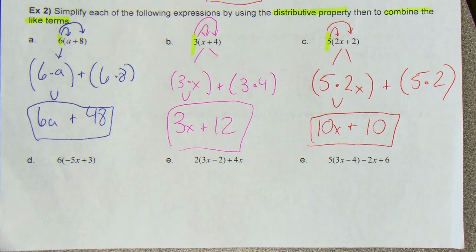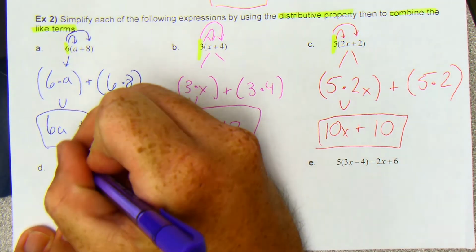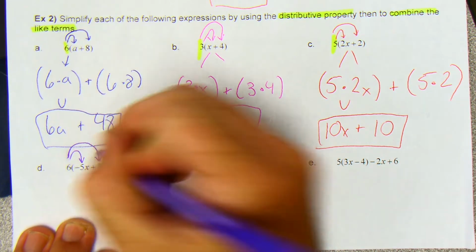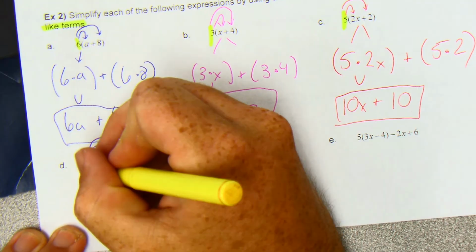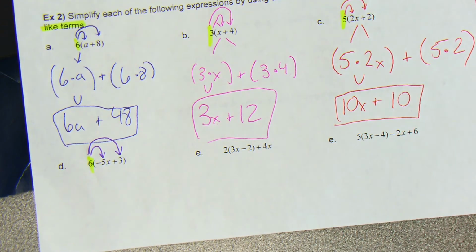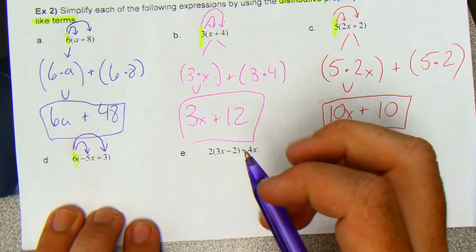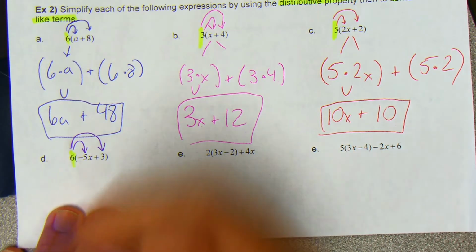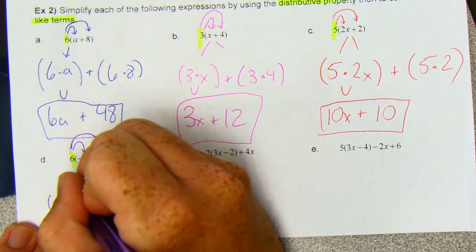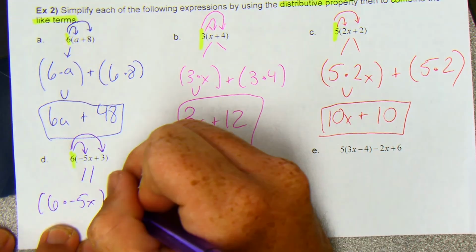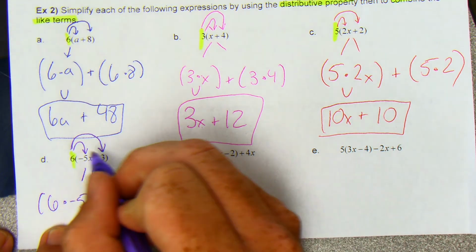Let's take a look at example 2D. Here we have 6. We're going to distribute into negative 5x and 3. Okay, so I'm going to highlight my 6, and then I'm going to set up my 2 multiplication problems. My first multiplication problem will be 6 times the first number in the parentheses, and in this case, it's negative 5x. So my first one will look like 6 times negative 5x. Okay. Then I'm going to bring down my plus sign, and then my second multiplication problem will be 6 times 3.